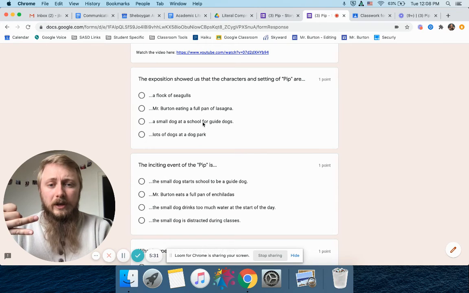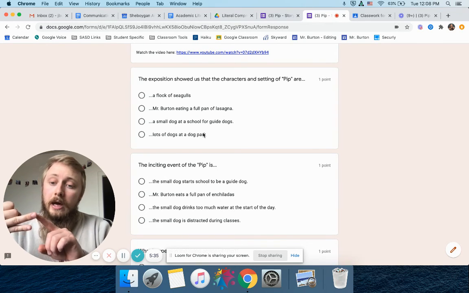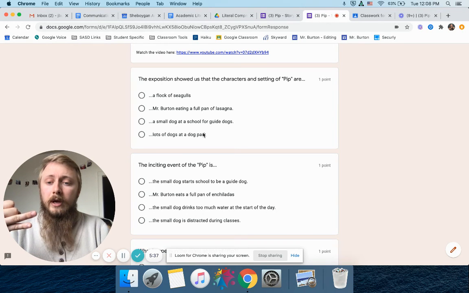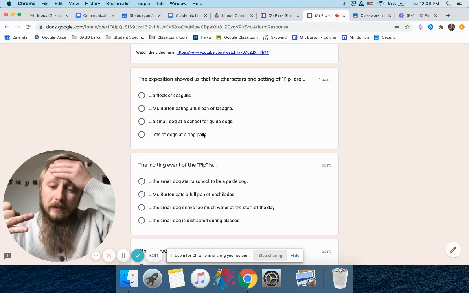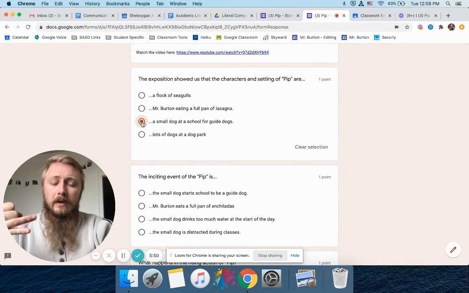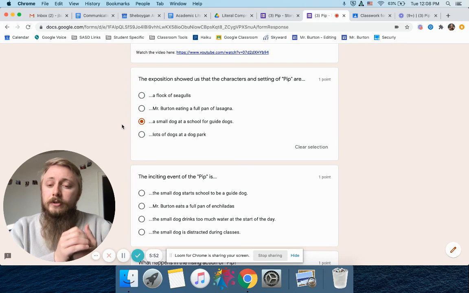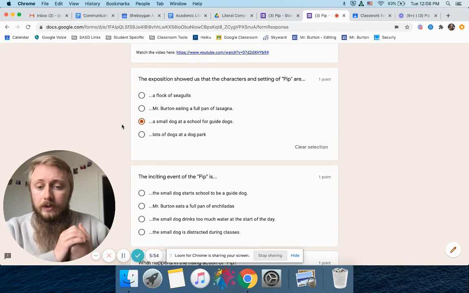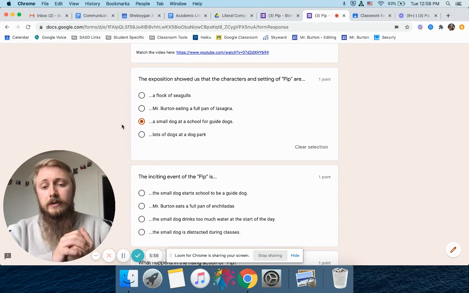A small dog at a school for guide dogs, lots of dogs at a dog park. We now can narrow it down to 2, and we can focus better on those. And as we think, we go, well, these dogs, they were inside. They weren't at a park. They were at a school for dogs. That is a strategy that you can utilize while you are taking tests and as you continue this set of questions.